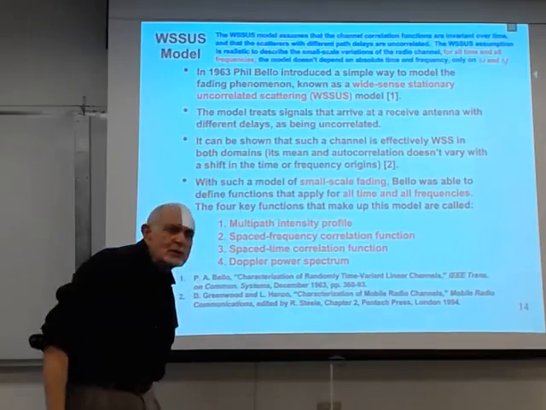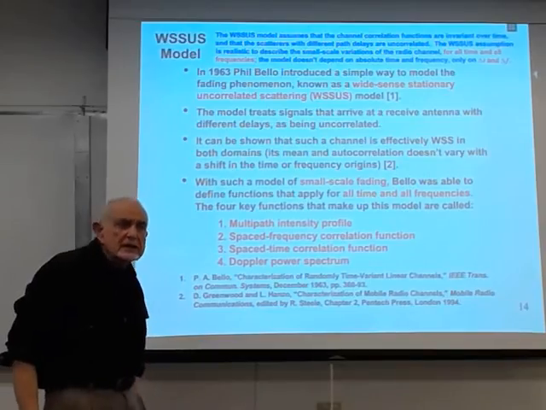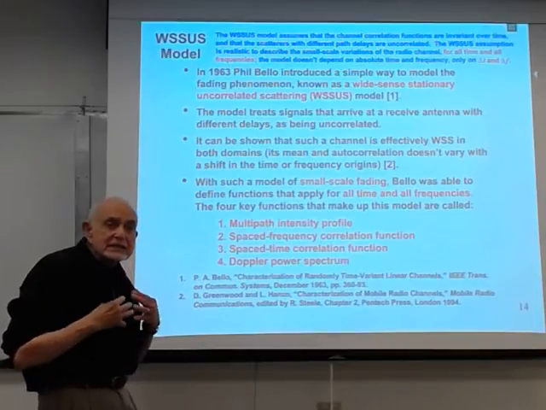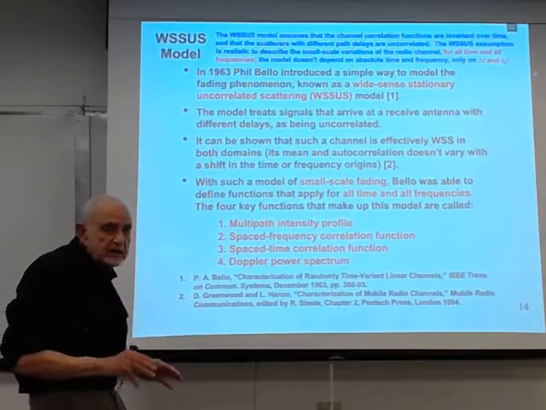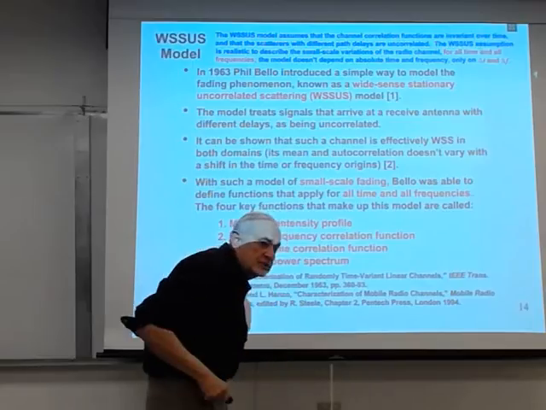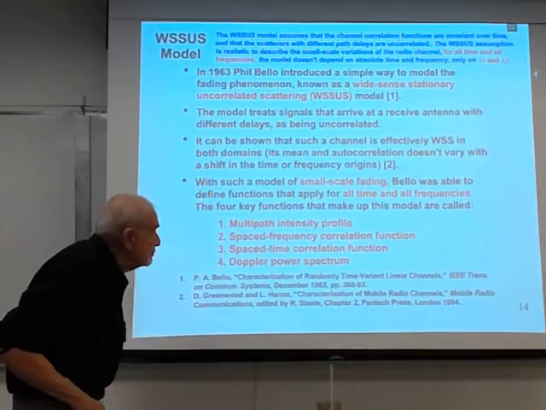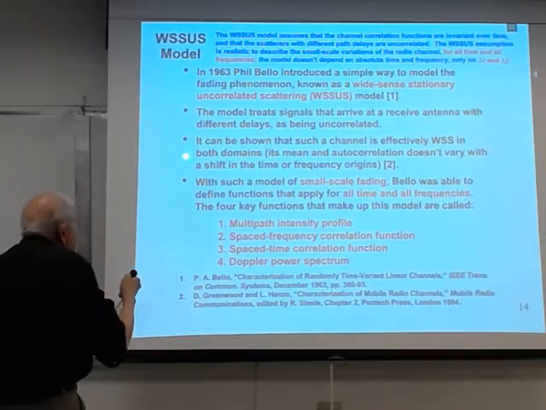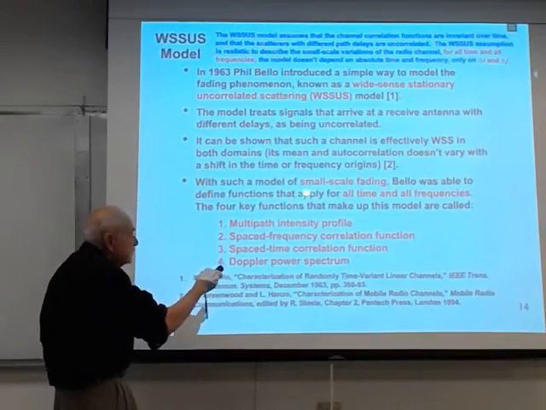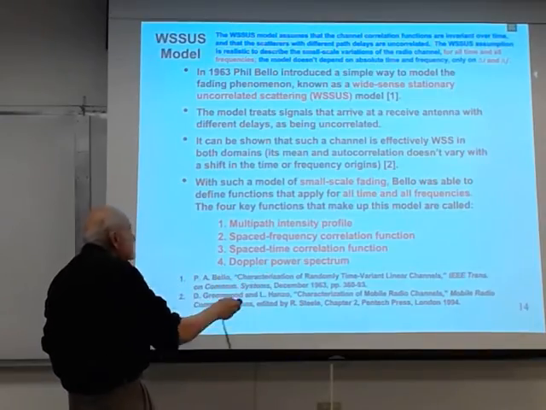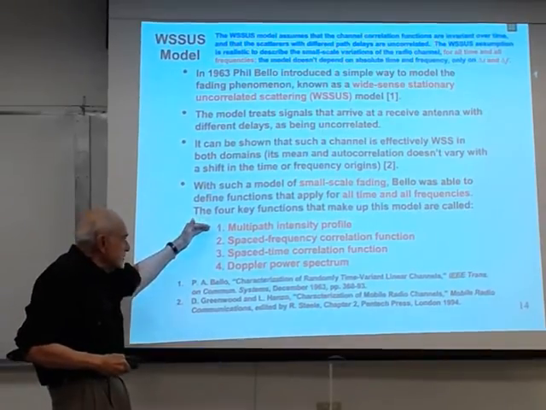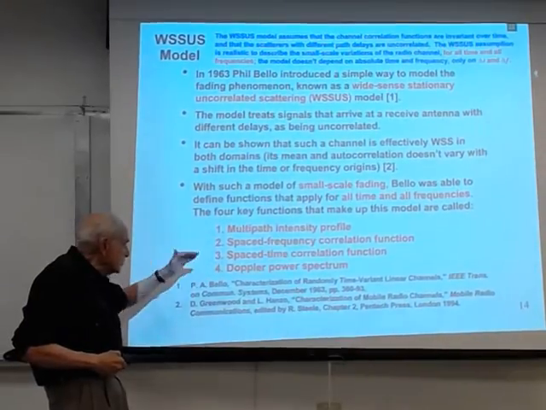So that's what makes it so universally wonderful, that you can apply it. The statistics that we depend upon are not the first moment, not the mean. They only depend upon the change in time or the change in frequency. With such a model of small-scale fading, Bello was able to define functions that apply for all time, all frequencies, which makes it so beautiful for us. And here's what these functions are: multipath intensity profile, space frequency correlation, space-time correlation, Doppler power spectrum.